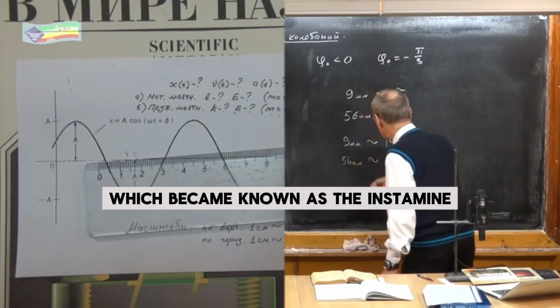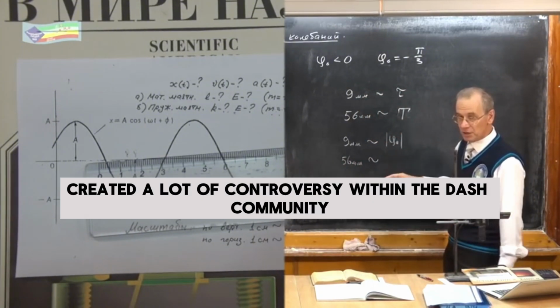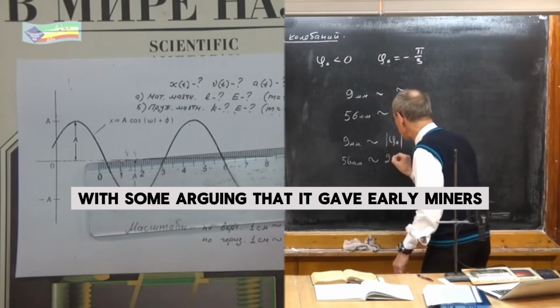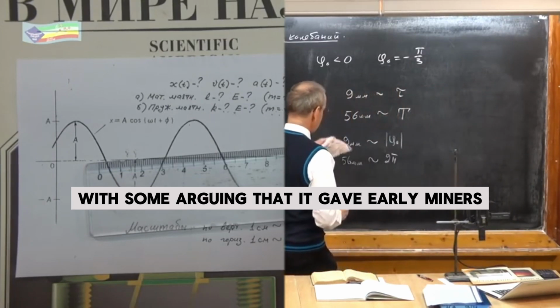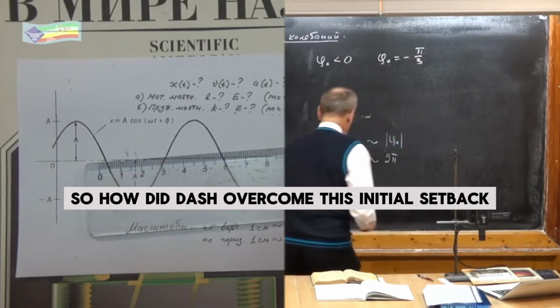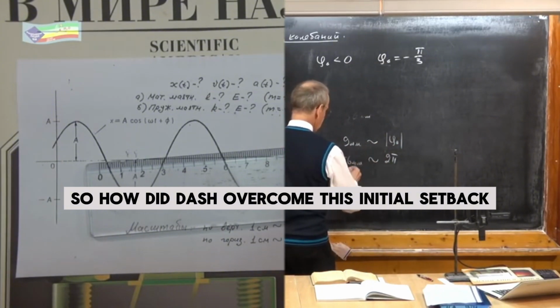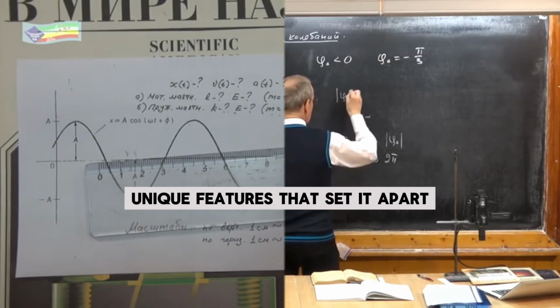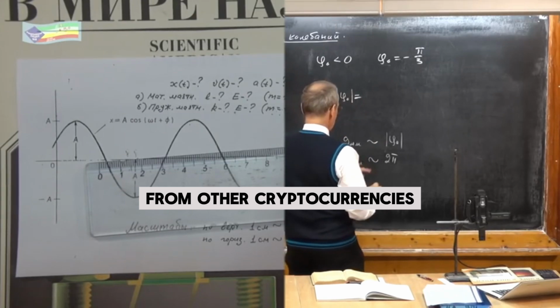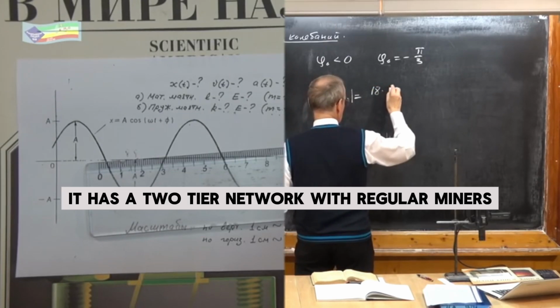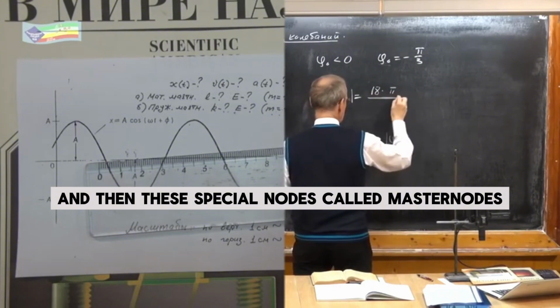This event, which became known as the Instamine, created a lot of controversy within the Dash community, with some arguing that it gave early miners an unfair advantage. So how did Dash overcome this initial setback? Well, Dash has some unique features that set it apart from other cryptocurrencies. It has a two-tier network with regular miners and then these special nodes called masternodes.